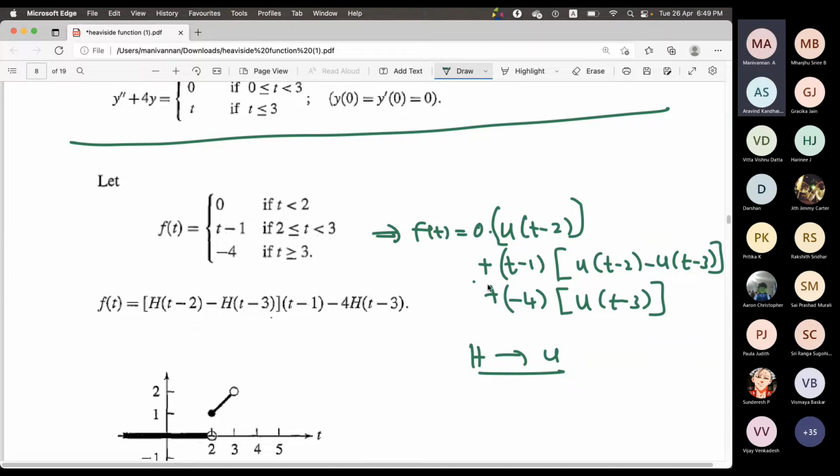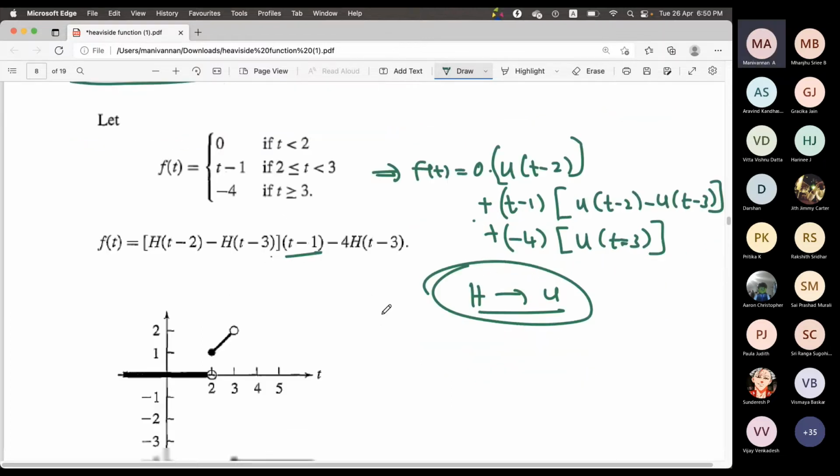So here this h will be replaced as u. So h of t minus 2 minus h of t minus 3 into this t minus 1, because of this it is 0. Remaining it is t minus 3 into minus 4. Okay, so this is my function.